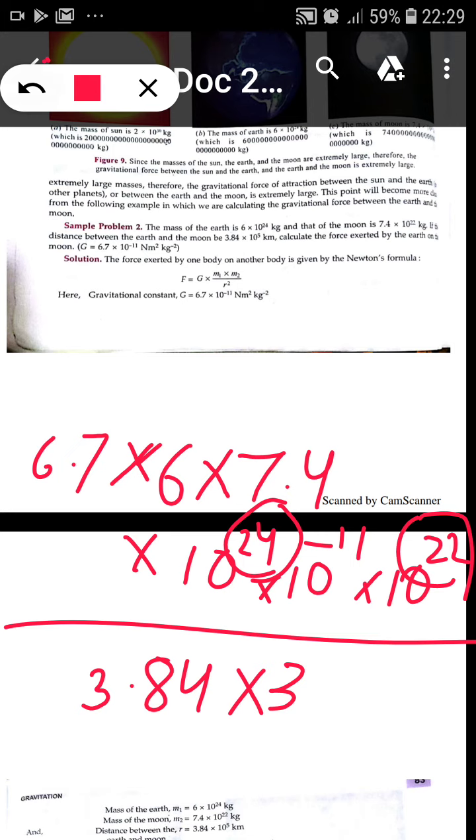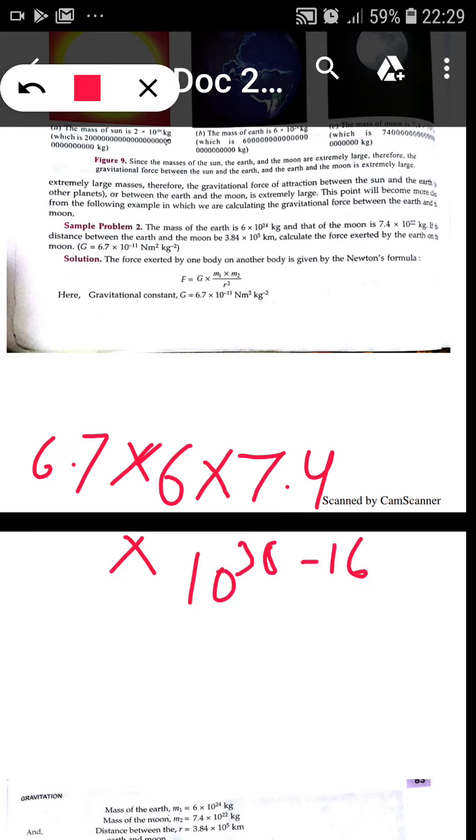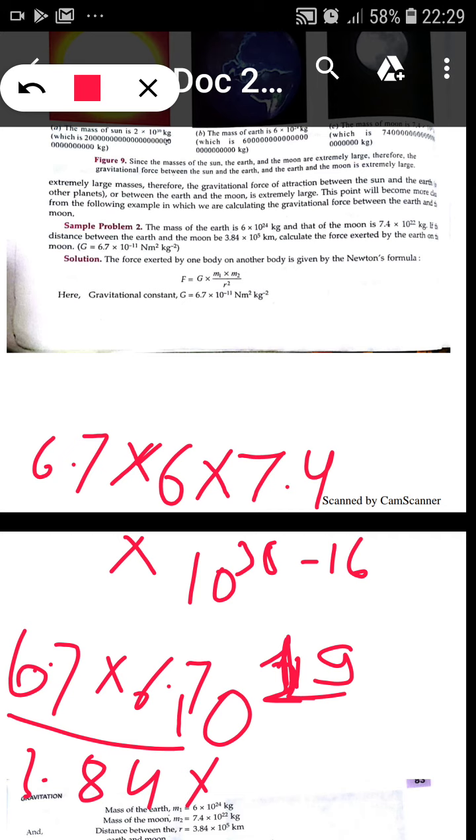And the value of 10 which was given earlier was 10 to the power 24 minus 11, it was 13, and after 13 plus 22, it was 35. So we can write that 35 minus 16, it is something, 29. Sorry, 19 only. It will be 10 to the power 19. And we just have to multiply 6.67 upon 3.84 into 3.84.